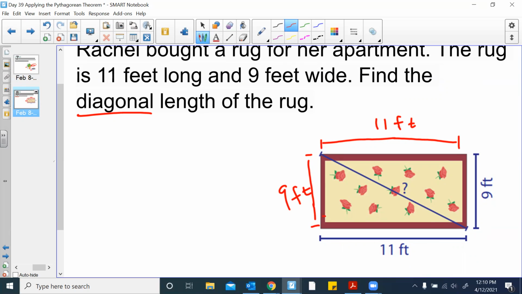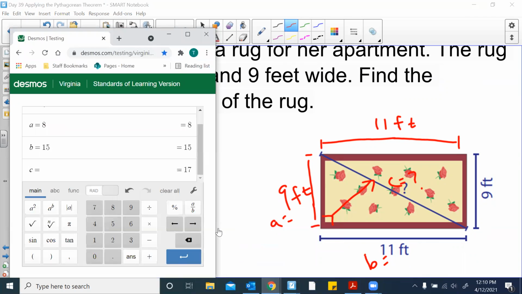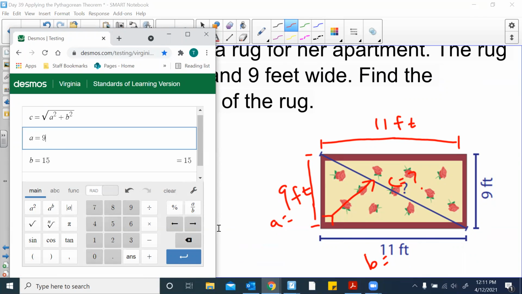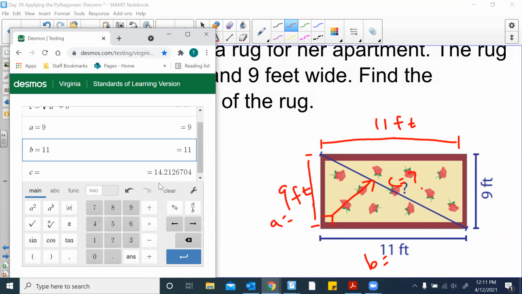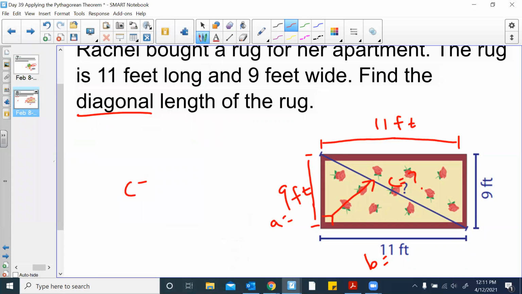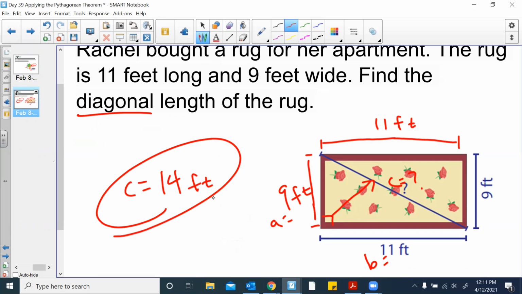All right, and then from there, you could draw a right angle right here in this corner to the hypotenuse, which would be C, which we don't know. So our A would be 9 feet, and our B would be 11. And again, with Desmos, it just makes it so easy. You just pop in a 9, pop in an 11, and you'll see that we get 14.212. Right, so C is going to be 14.212, but I don't care. All right, so if I want to round to the nearest foot, I look to my right. Is this number 5 or greater? No, so I can just get rid of all of it. And C, the diagonal of our rug, will be 14 feet.